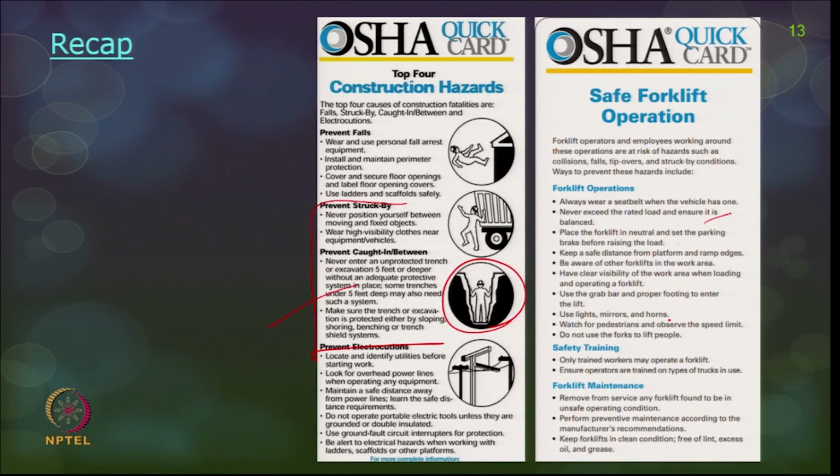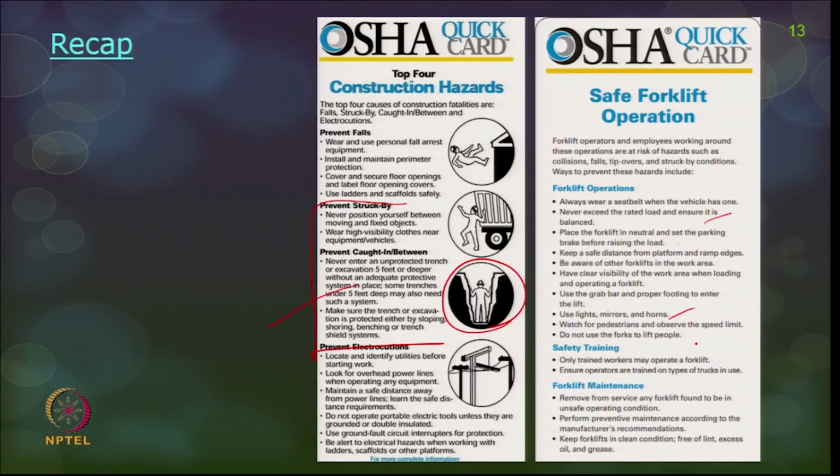Use lights, mirrors and horns while moving in the site. Watch for pedestrians. Observe the speed limit, especially while ascending, descending, or when you are on a wet floor and when you are loading and unloading. Maintain all the safety norms. Do not use forklifts to lift people, and only trained workers should operate a forklift. Maintenance: remove from service any forklift found to be in an unsafe operating condition, and always keep the forklifts in clean condition, free of lint, excess oil and grease, especially on the glass, mirrors and so on.